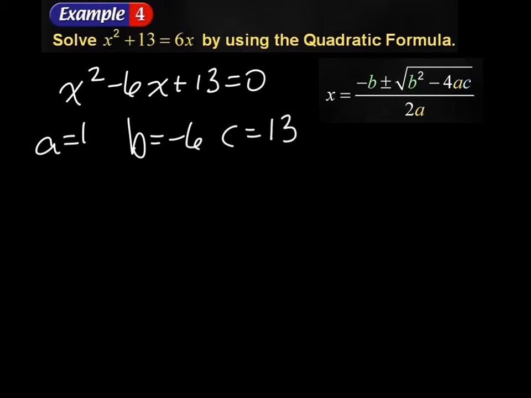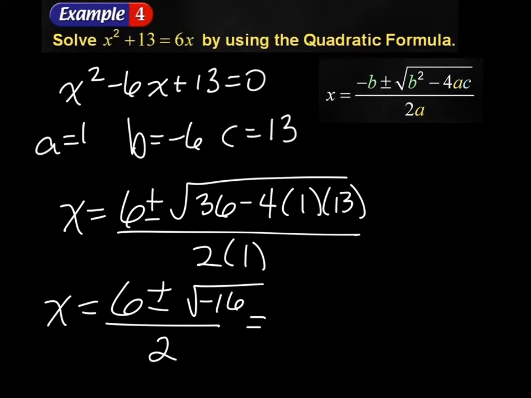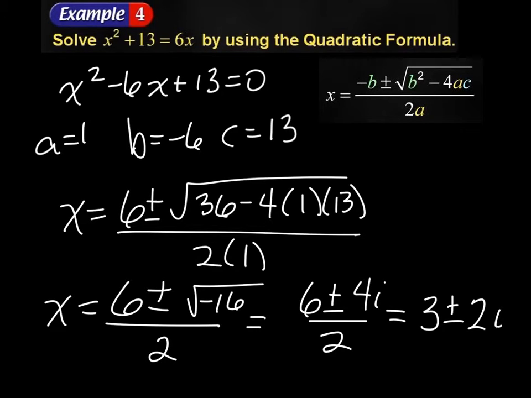This time we had to put it into standard form first, so I subtracted 6x from both sides, and we have a is 1, b is negative 6, and c is 13. In Algebra 1, we would have stopped here because we would have said, oh, there's no real solution, but now we know how to find the square root of negative 16. It's 4i. And 6 divided by 2 is 3, and 4 divided by 2 is 2.